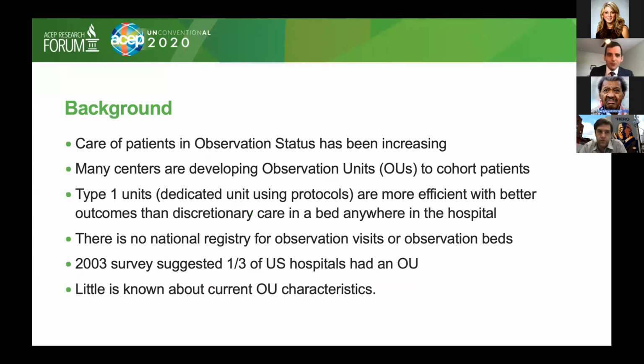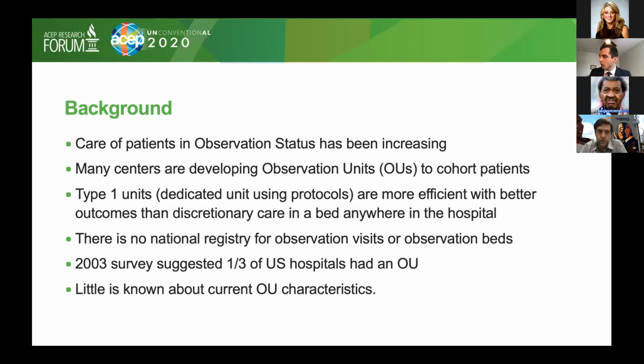Just to talk a little bit about the background of this study and why it was very important. Caring for patients under observation is a very important part of medicine, and it's also a growing part of medicine, or at least presumably so. A large number of centers across the country are developing dedicated observation units to cohort people, trying to prevent inpatient admissions. And there's data to show that type 1 observation units are good for patient outcomes, that they reduce hospital stays, they reduce costs, and they also overall decrease admission rates, which is something that all of us are very interested in trying to continue improving.